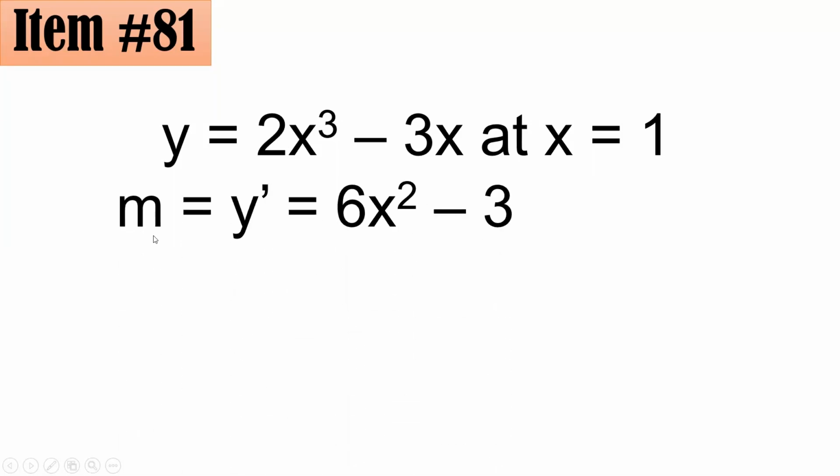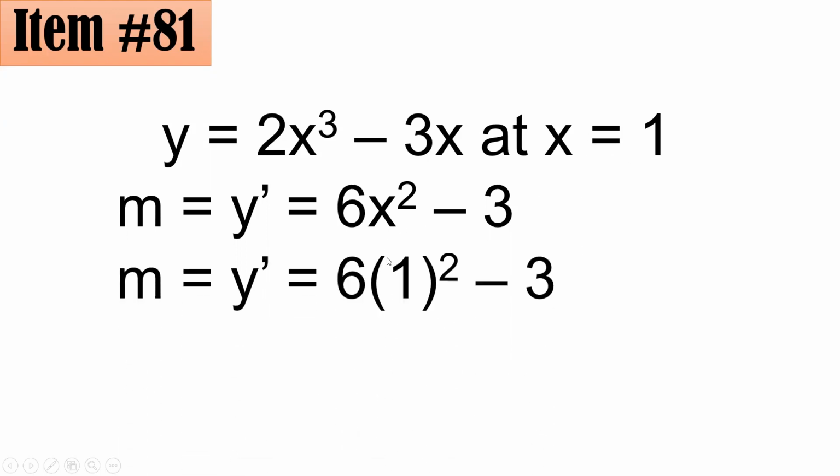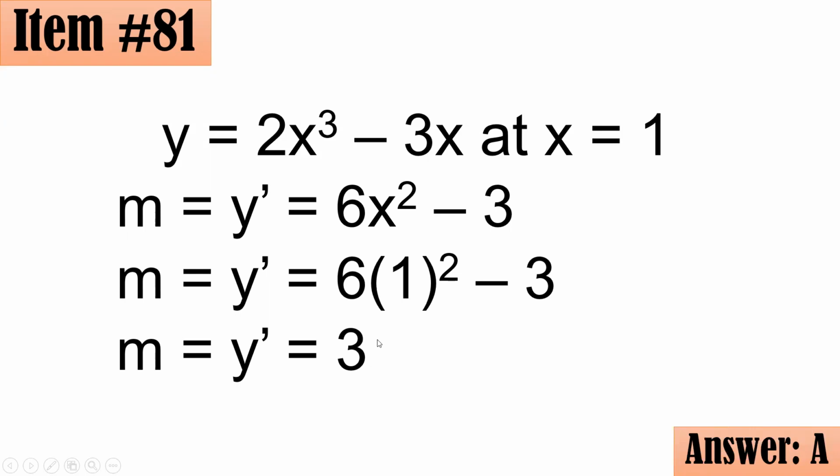So the slope at any point on the graph, which is represented by y prime or the first derivative, is 6x squared minus 3. So review your power rule po. And at x equals 1, substituting the value of x by 1, that gives you 6 minus 3, which is 3. So the correct answer po is letter A. Thank you po, Sir PJ, and to everyone who commented as well.